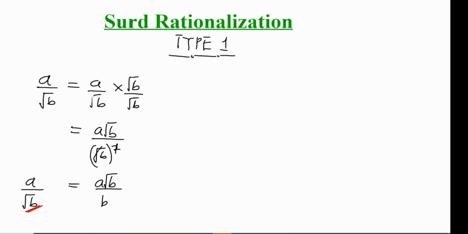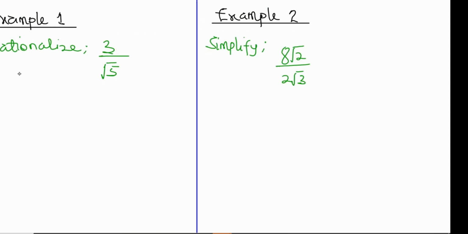If this is clear, then let's take practical examples on instances like this, that is, focusing on type 1 of rationalizing the denominator of a surd. Example 1 says rationalize 3 over square root of 5. Now we have to solve this, and our question is 3 over square root of 5. In this fraction, we can see that the denominator is a surd, and because it is considered improper to leave it as such, we need to rationalize.